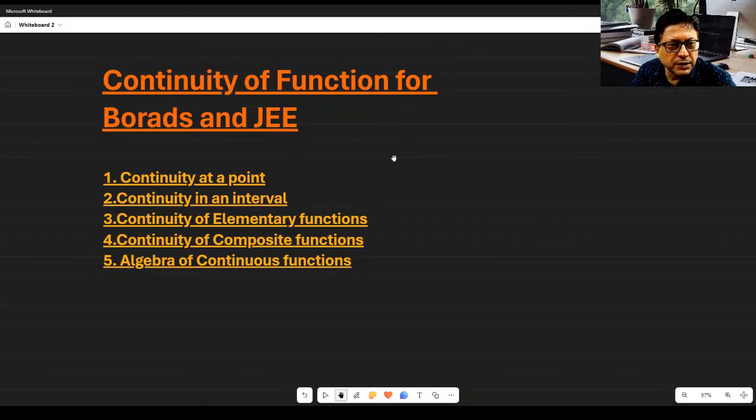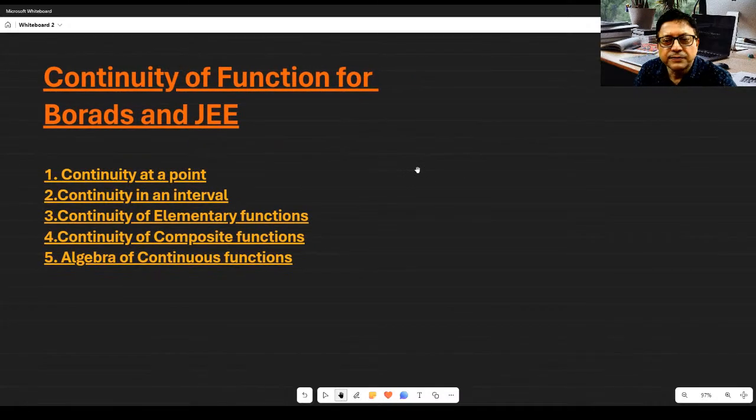Continuity of function for your board examinations as well as the concept we learn here is required for all kinds of competitive exams. Let me discuss one by one. Today's class, I am going to discuss the concept which is given in your textbook and will be solving some problems on continuity. First, try to understand the concept of continuity.